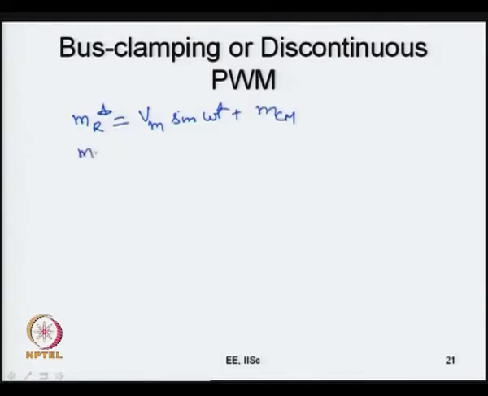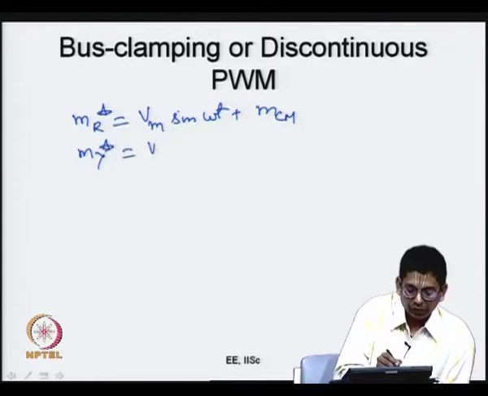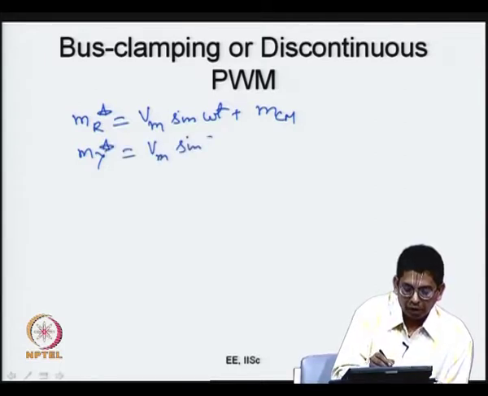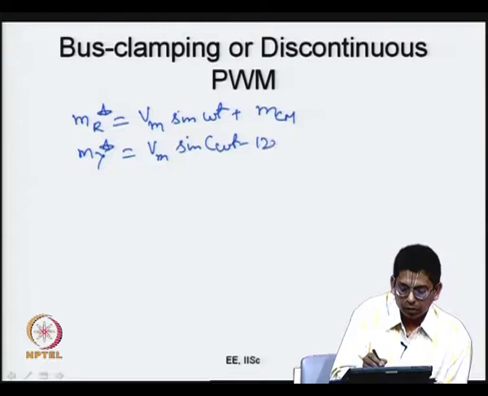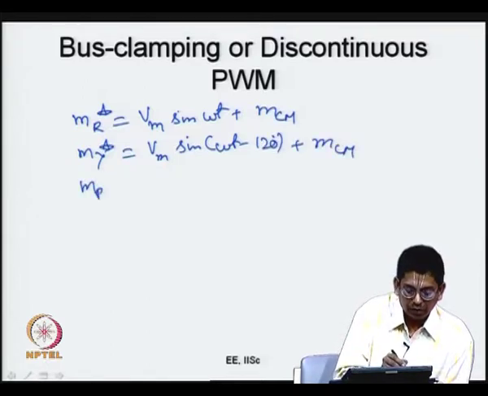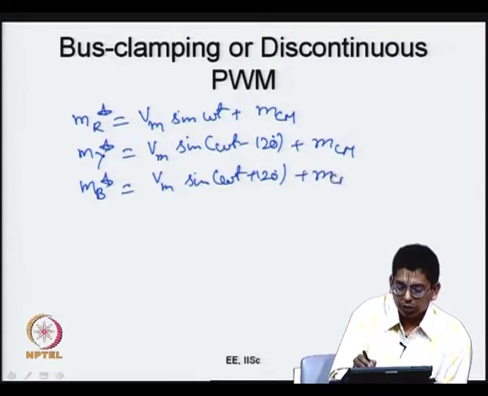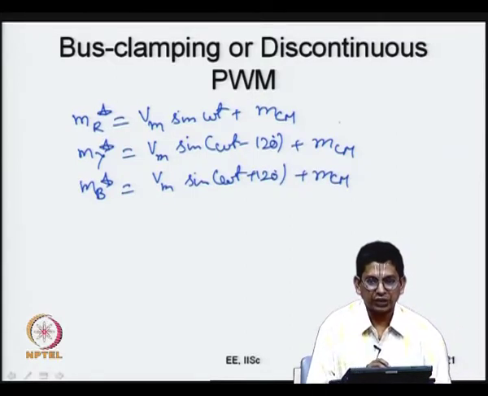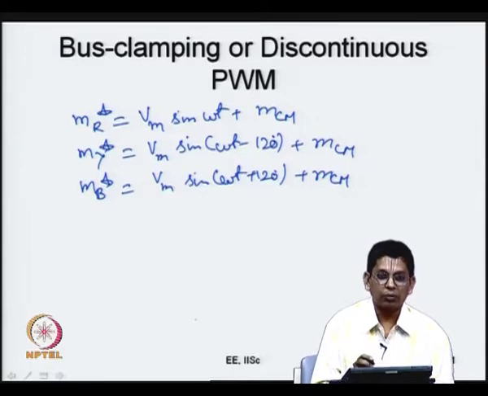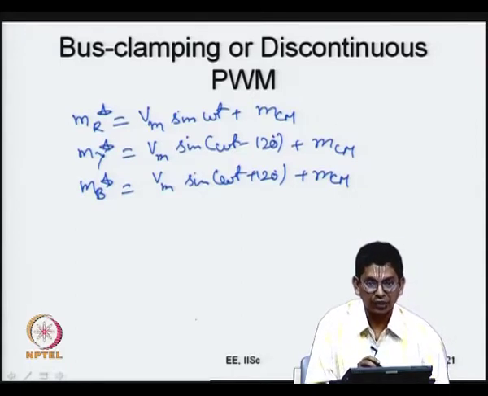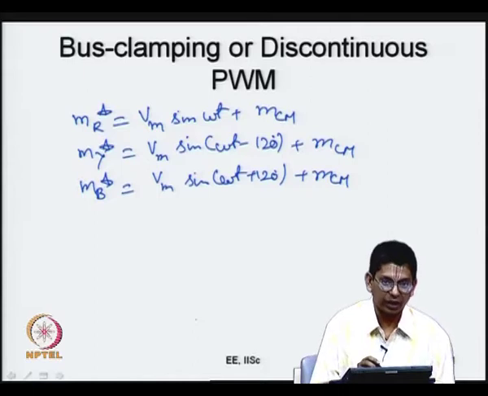Again for my star, you do the same thing: this is Vm sin(omega t minus 120), plus the same common mode component. Mb star is equal to Vm sin(omega t plus 120) plus this common mode component. Now, what is this common mode component? That is the question. In the case of third harmonic injection, the common mode component was a third harmonic component, k times Vm sin omega t.